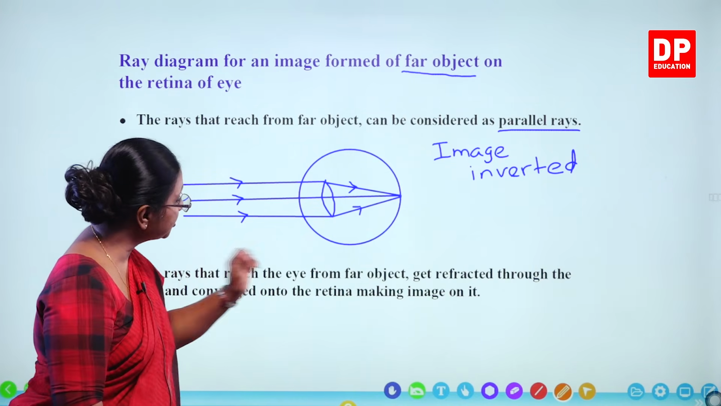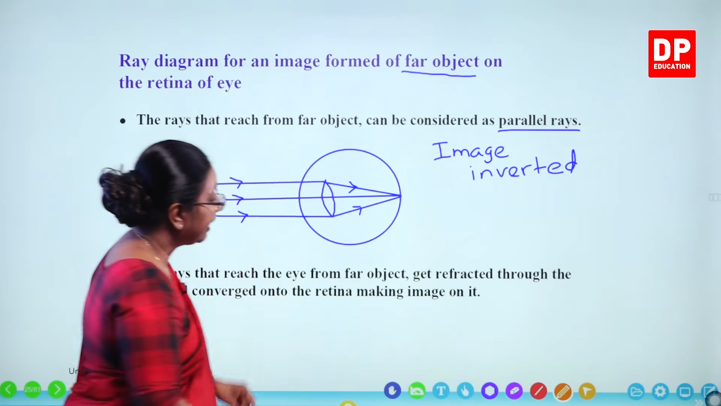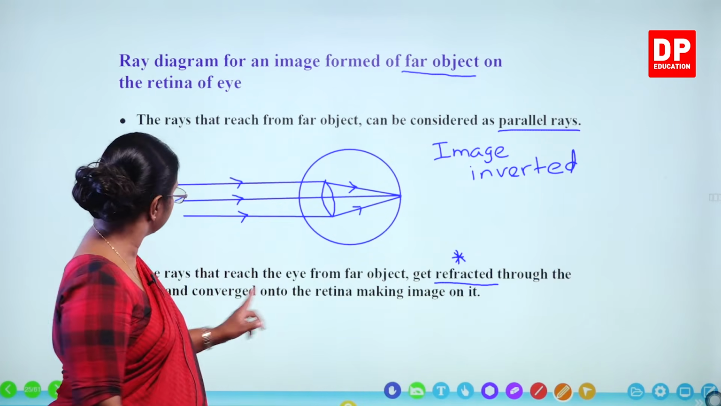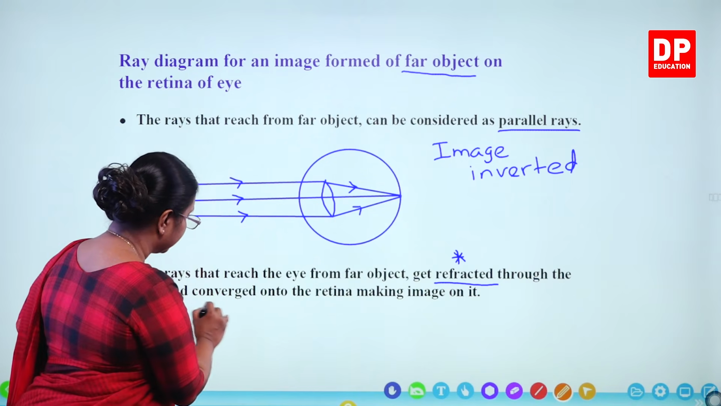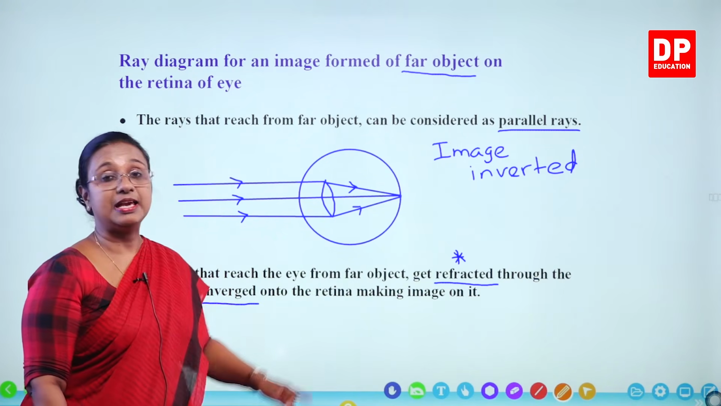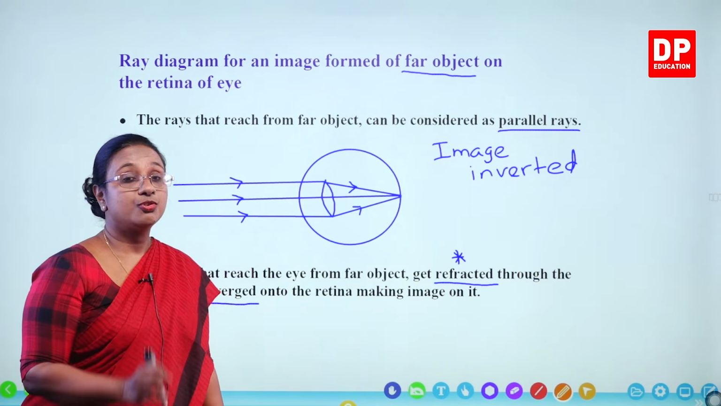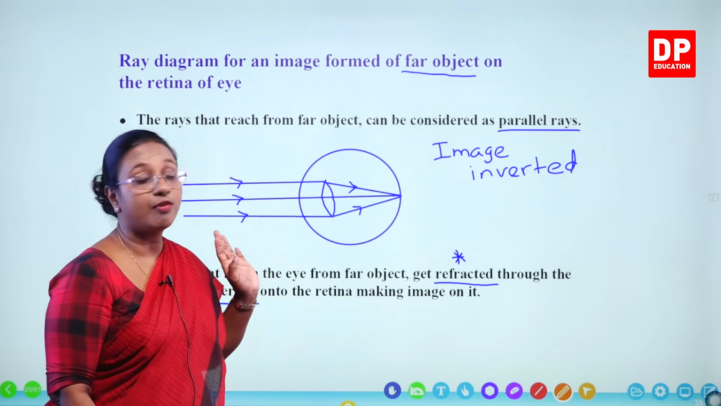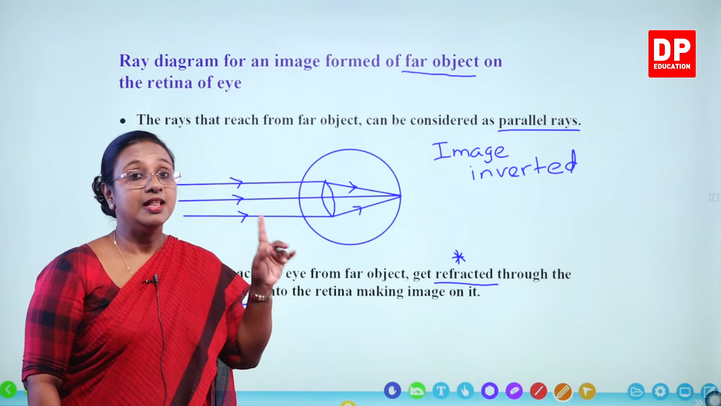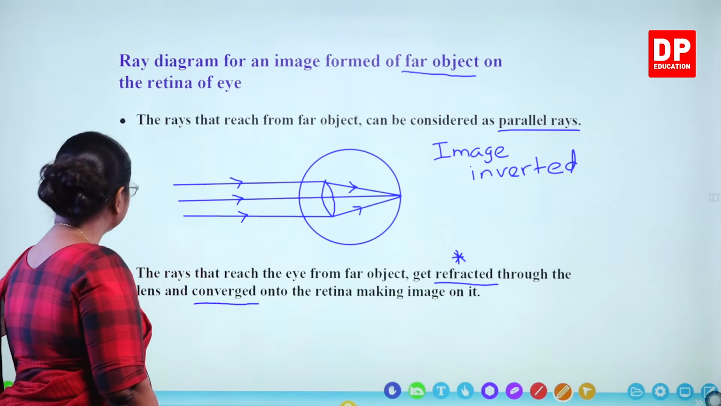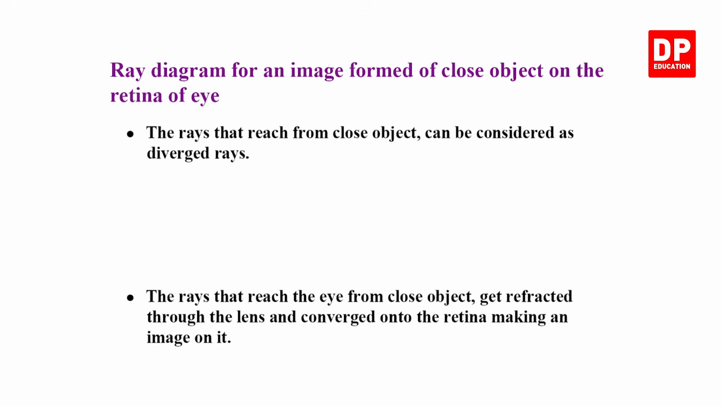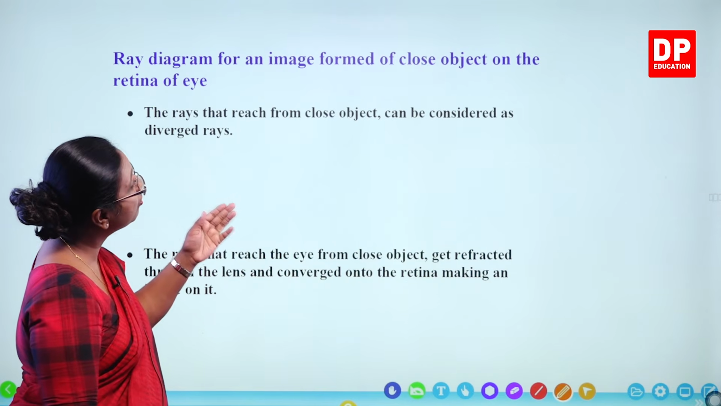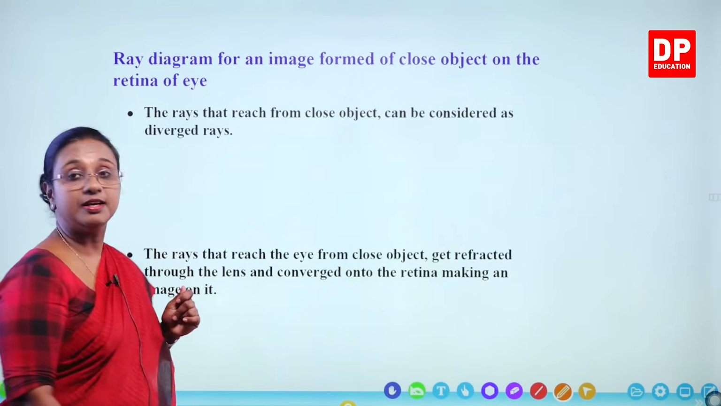The rays that reach the eye from a far object get refracted, this is an important term, through the lens and converge onto the retina, making the image on it. So you all have to remember all these terms. This is how an image is formed by a far object. Then let's see how an image is formed by a close object. Ray diagram for an image formed of a close object on the retina of the eye.